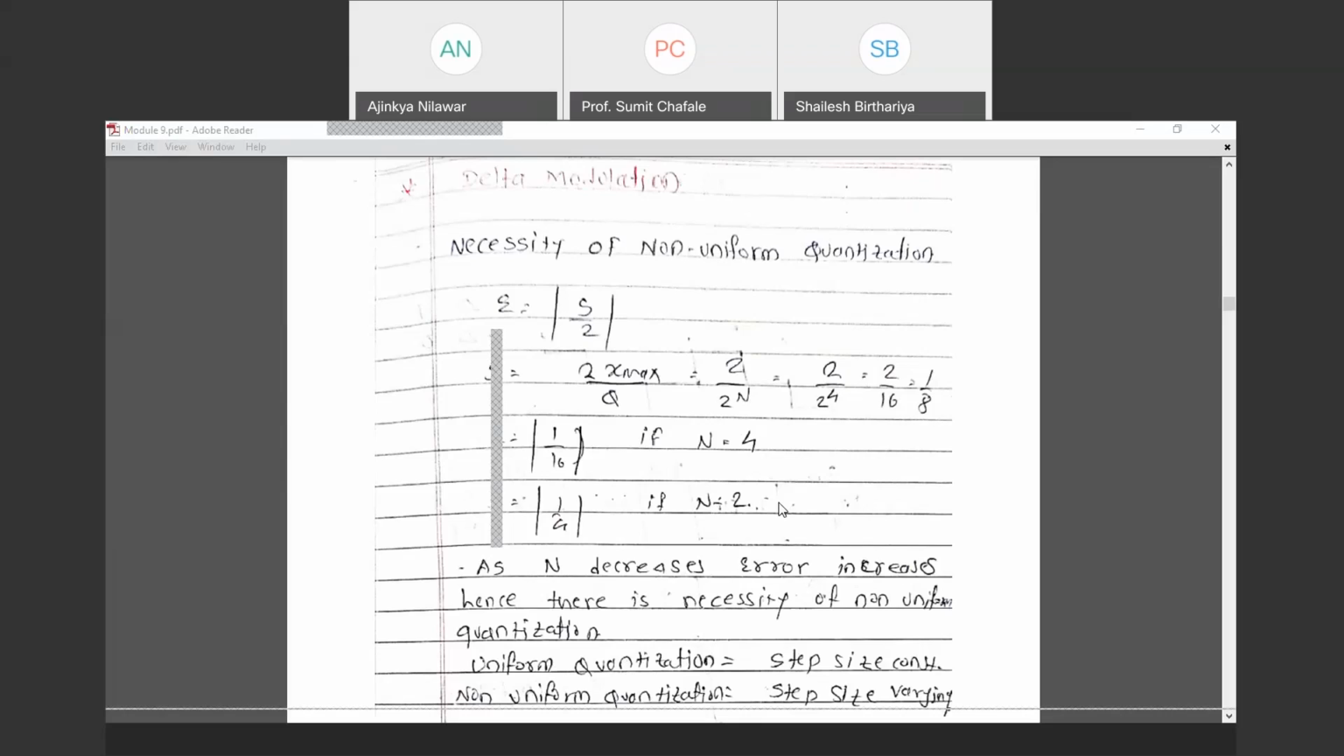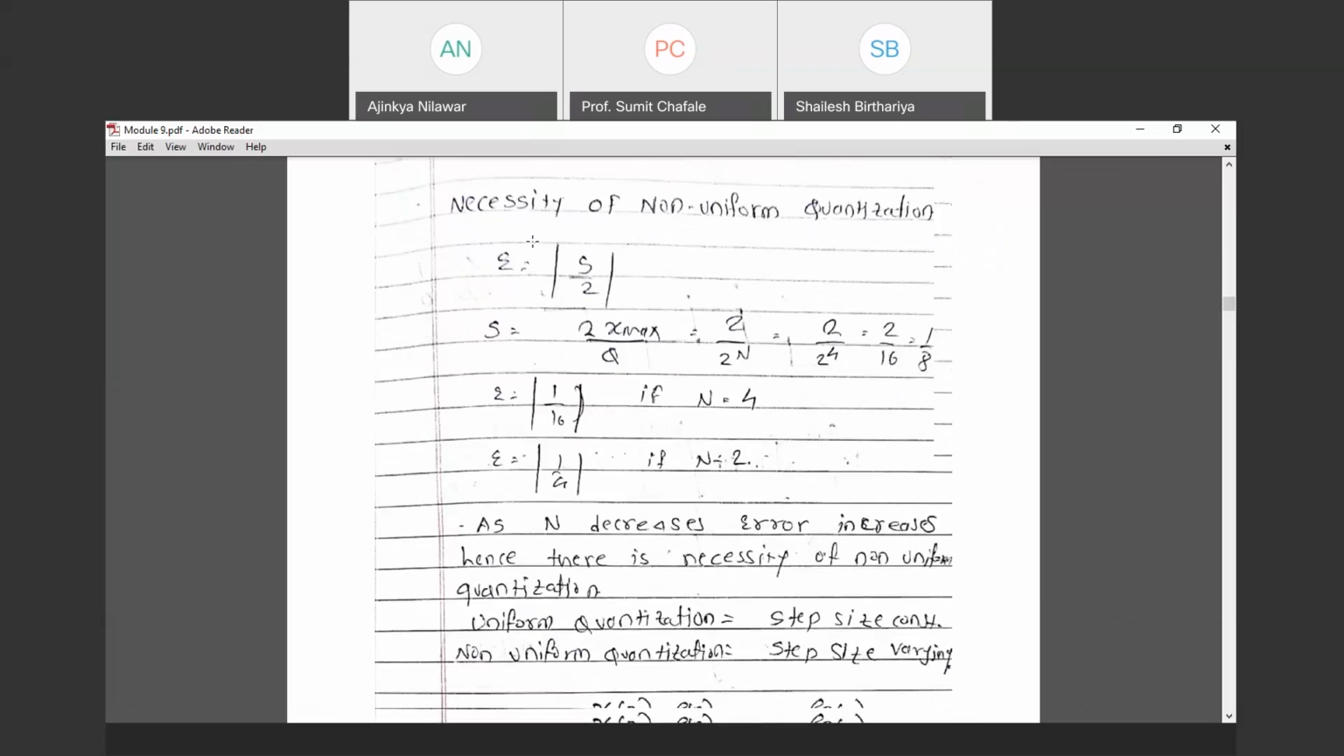So what is the role of reducing the encoding block size? For reducing the encoding block size, what is the minimum level? 0 and 1. That means we will require a 1-bit representation so that the data size gets reduced at the end of the encoding block. So the delta modulation scheme provides only 1-bit information after the encoding process. So it is quite simple working.